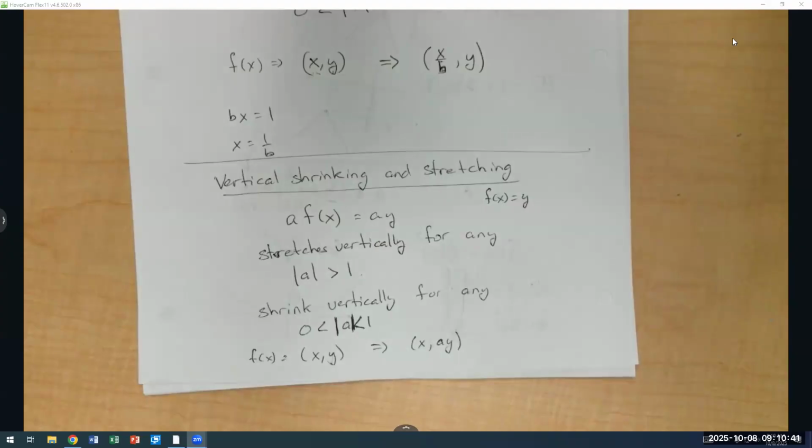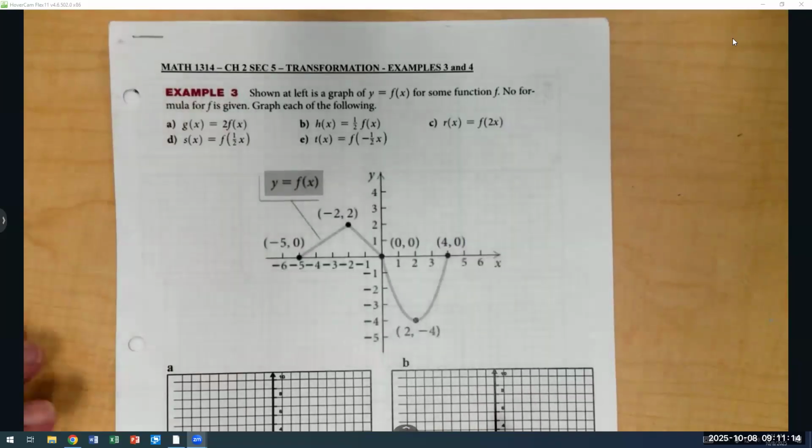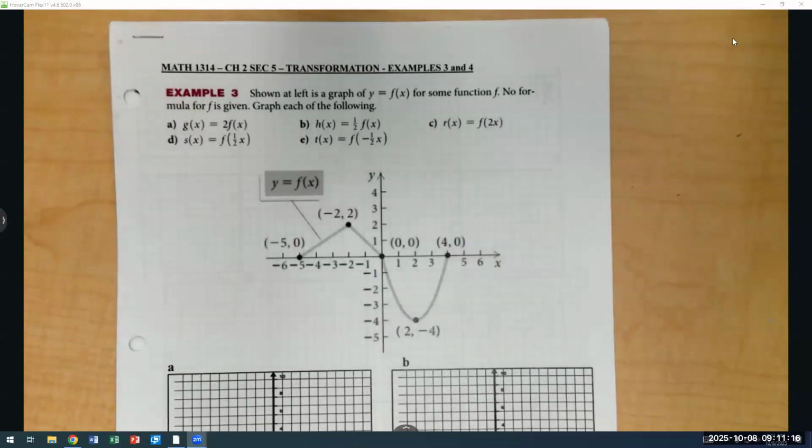Okay, in your packet, we have this example sheet. It's the last couple of pages. So here's our function, whatever the function is. Remember, all the horizontal and vertical shifts do, the transformations, is they change the x and y values.